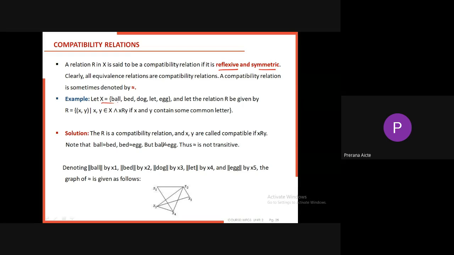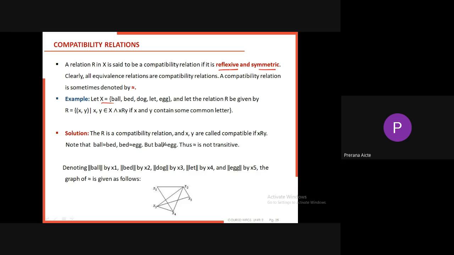Let us set X containing words like ball, bed, dog, let, egg, and we define the relation such that any two words need to have a common letter. That is the relation that is going to be defined. Then I can check whether these properties are followed or not.